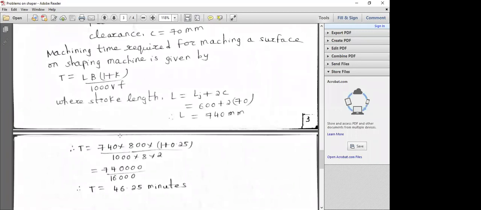So try to follow stroke length LJ plus 2C, because whenever you are considering clearance, it has to be taken on both sides of the workpiece, irrespective of the material. Because I already told you, whenever we are considering the material, we have to take the tool according to the cutting material. So it is 740 into the width, 801, plus 0.25, by 1000 into 8, cutting speed into feed, double stroke.